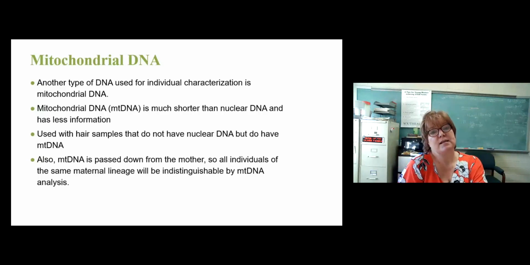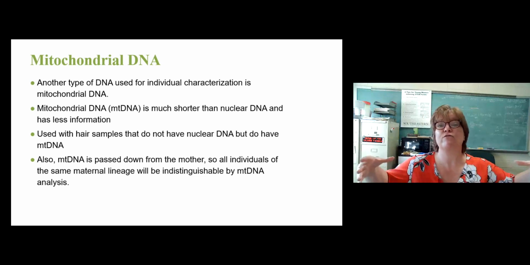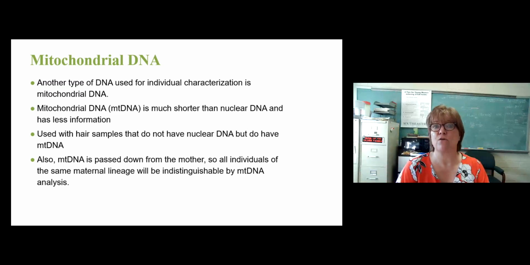Mitochondrial DNA is another kind of DNA. Remember, mitochondrial DNA doesn't have the full genetic code. The nuclear DNA has the full, complete set of the genome with all the chromosomes in it. Mitochondrial DNA only has a portion of it. It's found outside the nucleus, which means we tend to find it more. It's a little bit easier to find mitochondrial DNA, but it will not be a complete set.